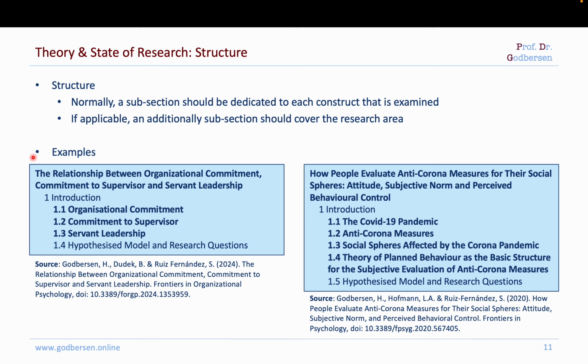An example I came up with, or I showed you before in this crash course, is an article I authored with two co-authors, on the relationship between organizational commitment, commitment to supervisor, and servant leadership. So my co-authors and I had three theory sections. One was entitled Organizational Commitment, then Commitment to Supervisor, and then Servant Leadership. Each construct we were covering in our empirical research had one subsection in the theory part.